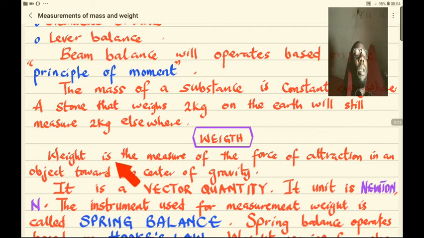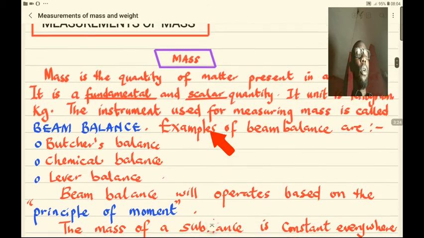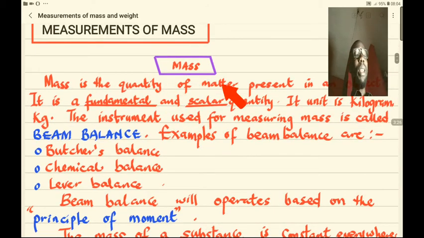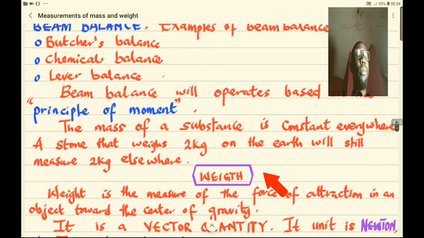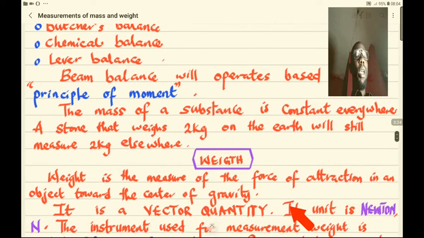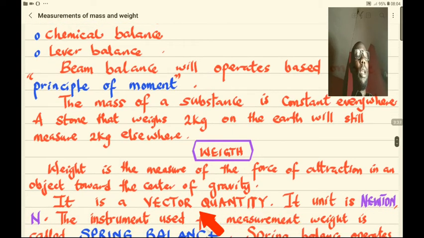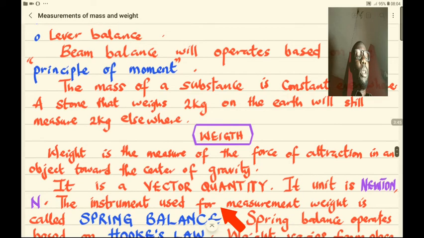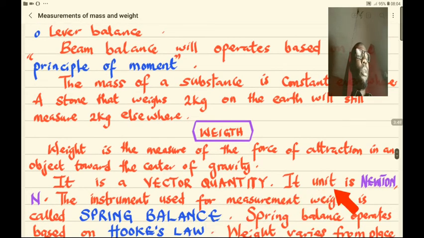Weight is a measure of the force of attraction on an object toward the center of gravity. A measure of force of attraction is quite different from mass, which is the quantity of matter that is present in an object. Weight is a vector quantity, unlike mass, which is a scalar quantity. The unit of weight is Newton, the unit of mass is kilogram.